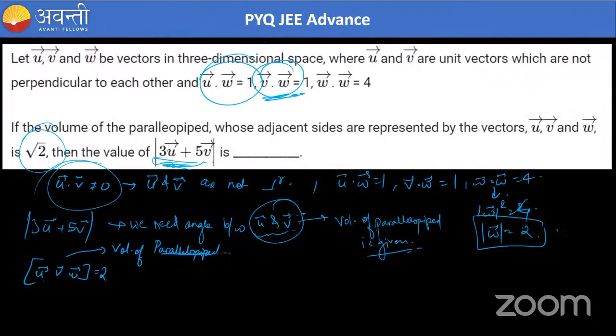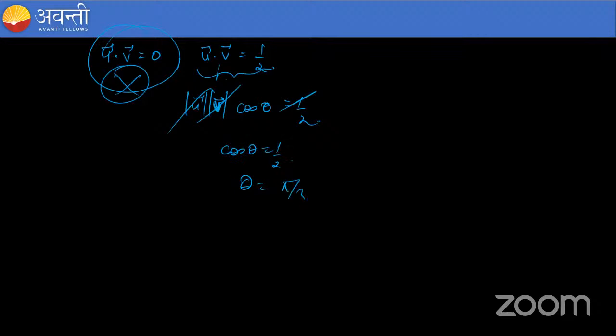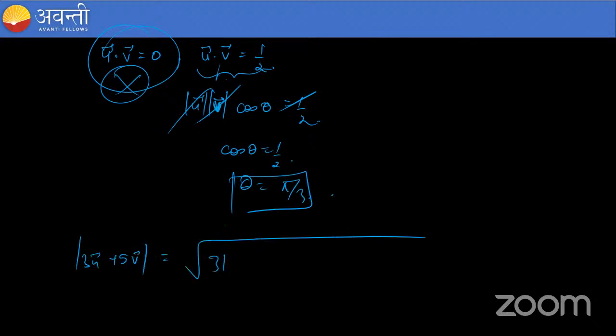And U bar and V bar are unit vectors, right? So U bar dot V bar will be mod of U bar, mod of V bar into cos theta, theta being the angle between U bar and V bar. This comes out to be half. This is 1, this is 1. So cos theta comes out to be half, and theta will be equal to 60 degrees.